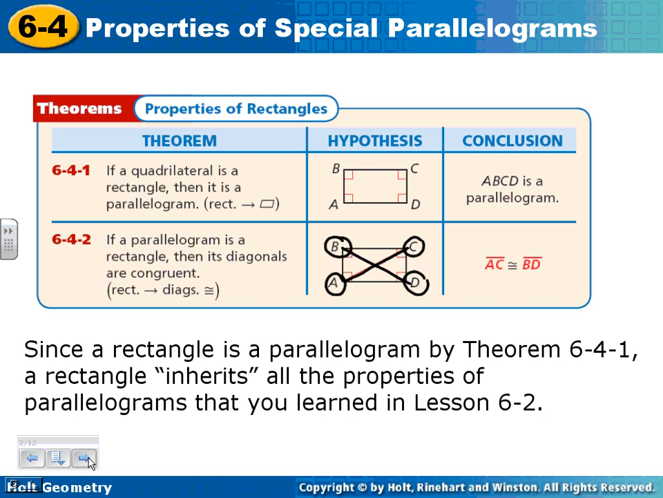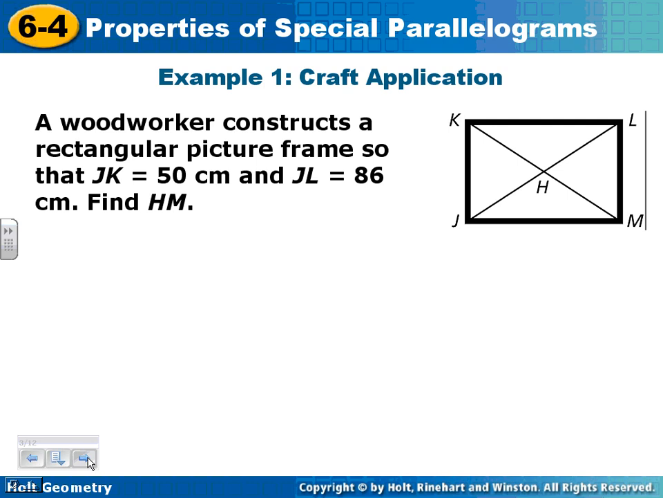Now remember, in a regular parallelogram, the diagonals just bisected each other. They weren't necessarily congruent. But now in a rectangle, they will always be congruent. And down below, it kind of repeats what I just said. Since a rectangle is a parallelogram by theorem 6.4.1, a rectangle inherits all the properties of parallelograms that you learned in 6.2. So if it applied to parallelograms, it also applies to rectangles. With that said, here's an example.